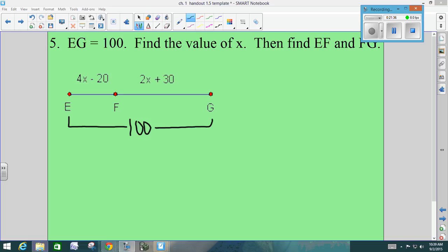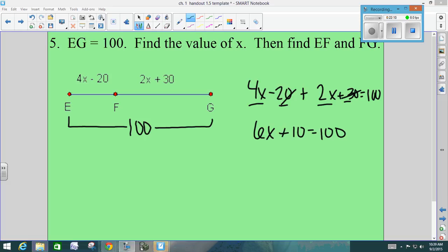We have to find the value of X, so we have to come up with an algebraic equation. 4x minus 20 plus 2x plus 30 equals 100. This is your segment addition postulate. This segment EF plus the second segment FG equals the whole segment. Then use your algebra skills. What's 4x and 2x? How about negative 20 and 30? 10.